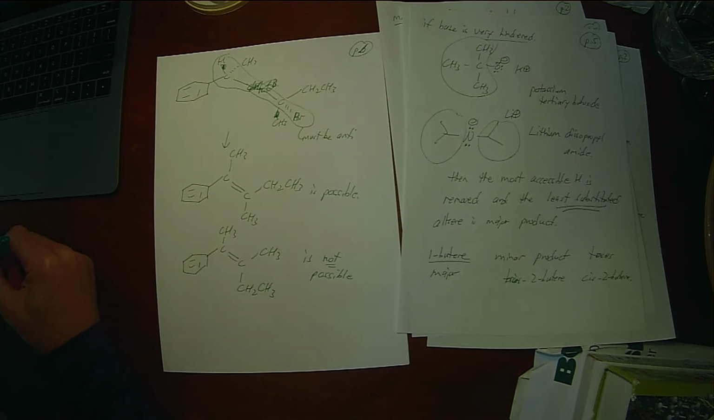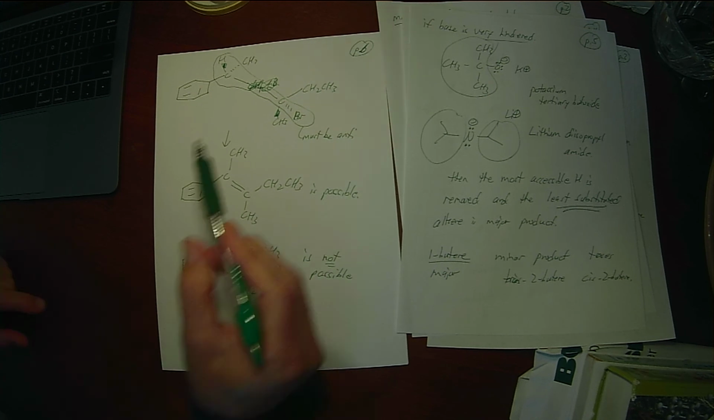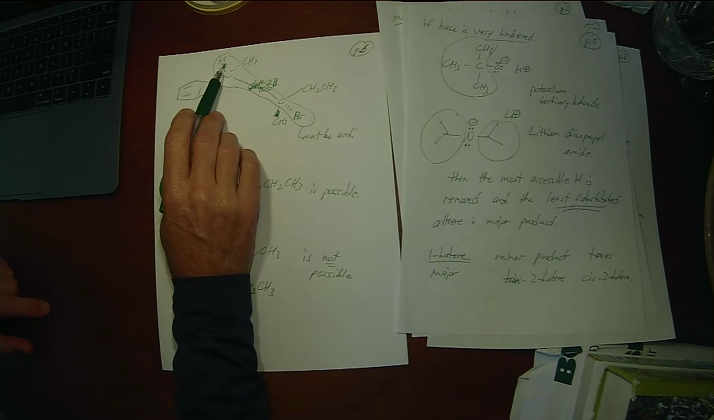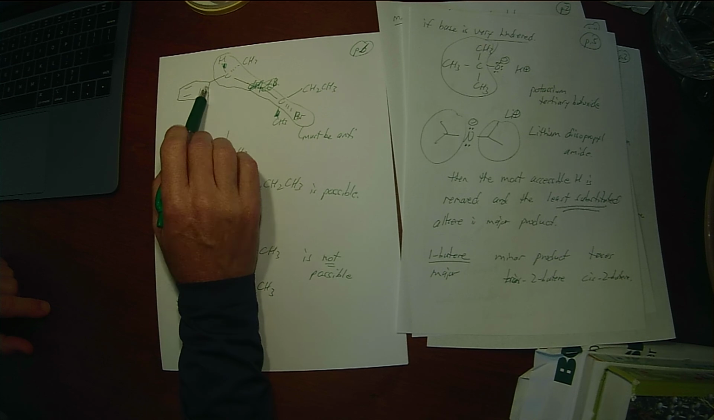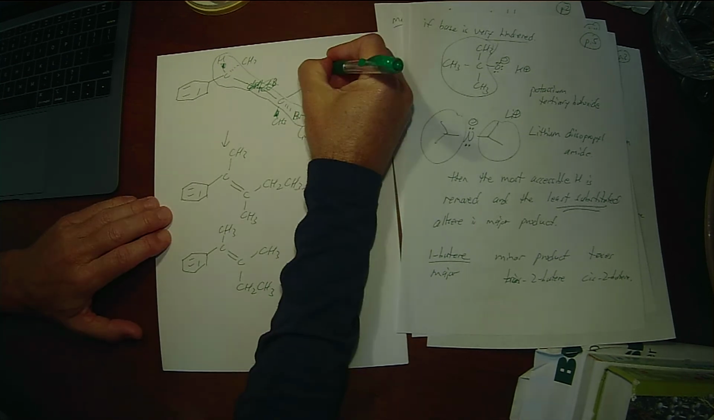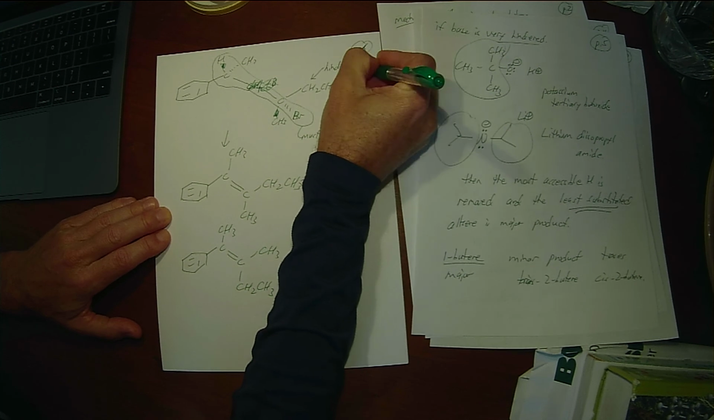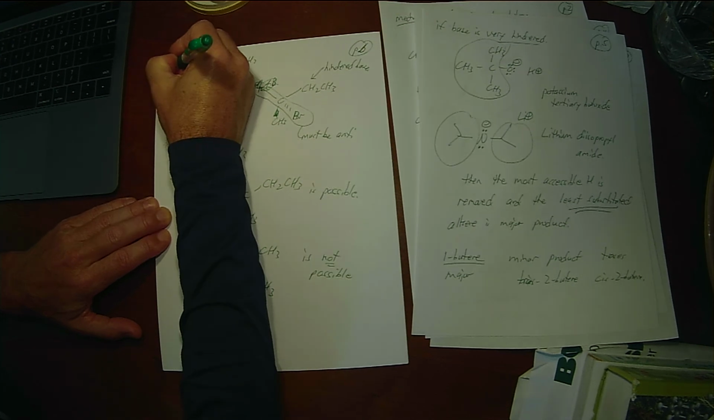So in an unhindered base, right, I would get this as my major product. With a hindered base, I'd actually go this way, right? Because this hydrogen is going to be hard to get at because of the steric hindrance from the phenyl group and the methyl. So the hindered base goes here, and an unhindered base goes here.